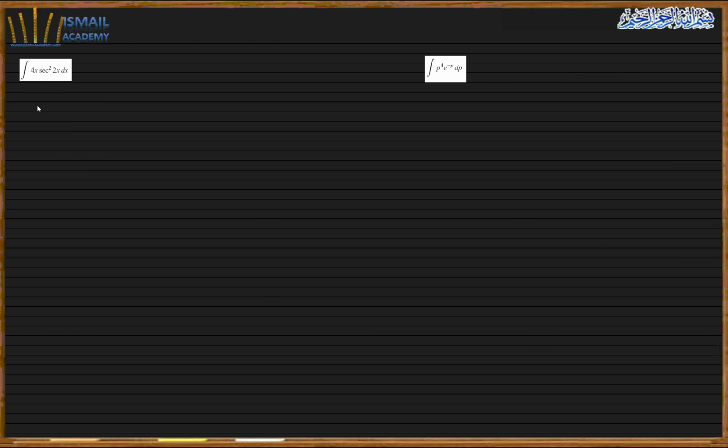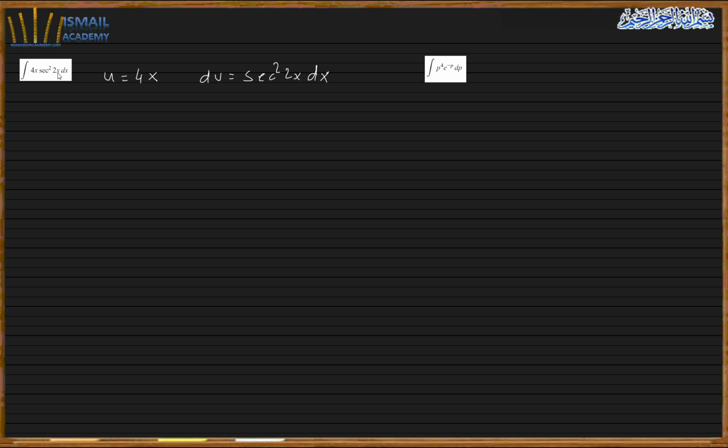So here is the same thing. So what do we have? We have a rotating function and we have a polynomial. So here is going to be my u, and this will be my dv. So u will be 4x and dv will be secant square 2x dx.